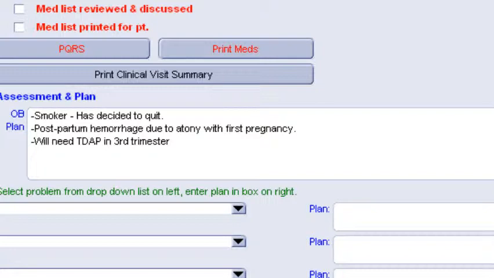And you can see that she will need a Tdap later in the third trimester, and that we could change eventually when she does get her Tdap. We could indicate that she's had that done.